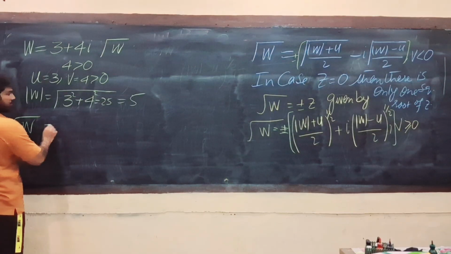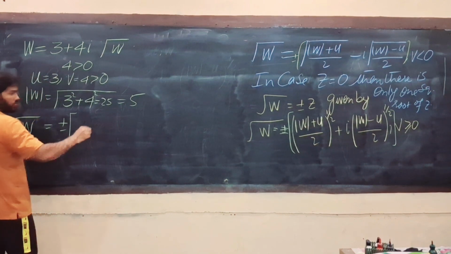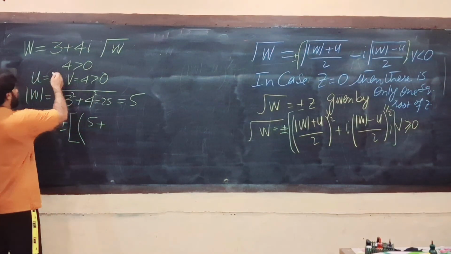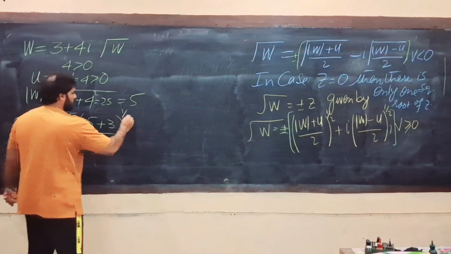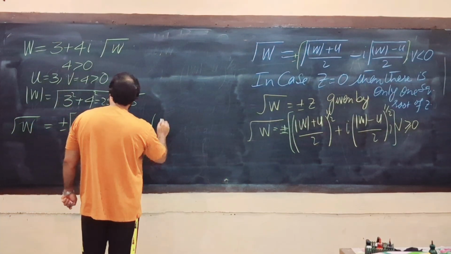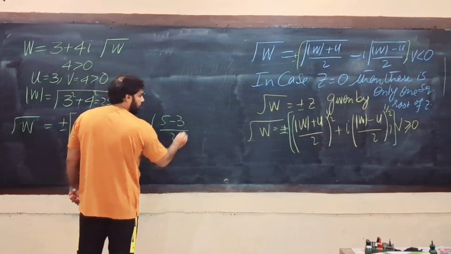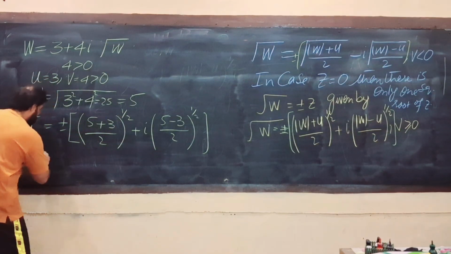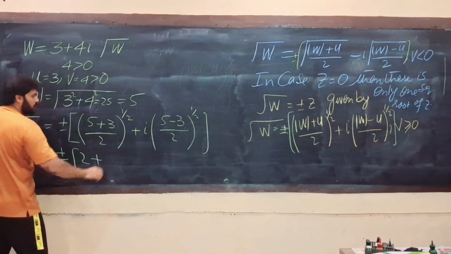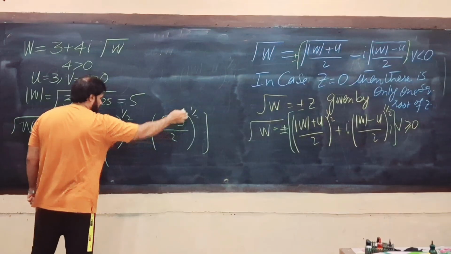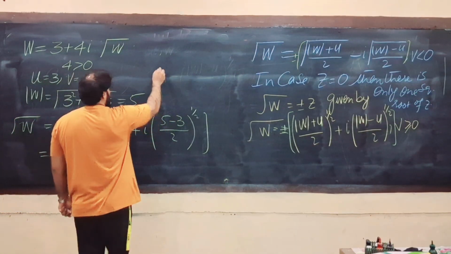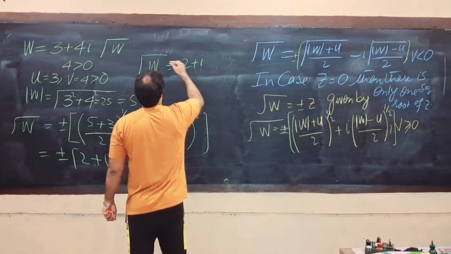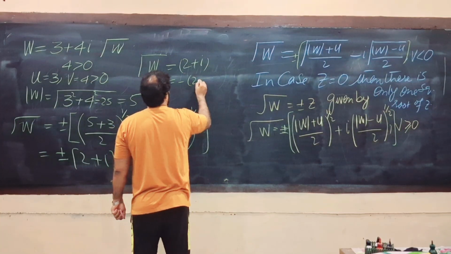Square root of W is equal to plus minus, square root of magnitude of W, which is 5, plus U, that is the real part 3, over 2, plus iota square root of magnitude of W, 5, minus U, that is 3, over 2. 5 plus 3 is 8, 8 by 2 is 4, square root of 4 is 2. This is 2 plus iota, 5 minus 3 is 2, 2 over 2 is 1, square root of 1 is 1. So these are the two complex numbers which are the square roots of W: 2 plus iota and minus 2 plus iota.